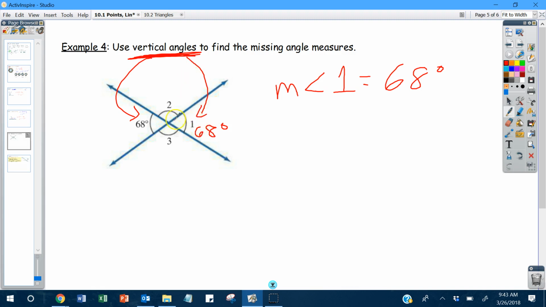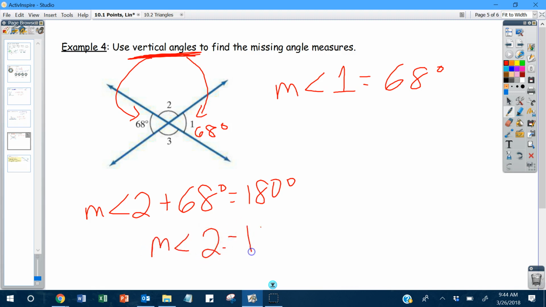And then you might notice that we've got supplementary angles here. We've got a straight line, we've got a ray that splits it into two pieces. And then we want to know what angle 2 is, for example. So let's call that x, we'll call it the measure of angle 2. So the measure of angle 2 plus 68 is equal to 180. Which means if we subtract 68 from 180, we get that the measure of angle 2 is equal to 112. So we can write that in there.